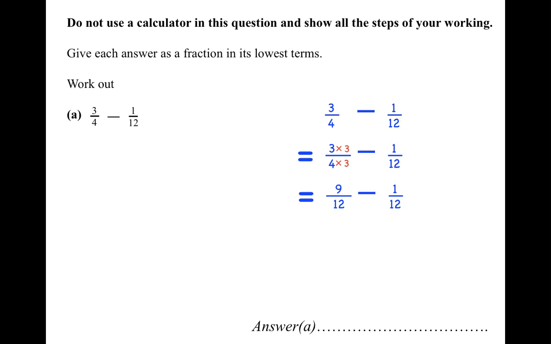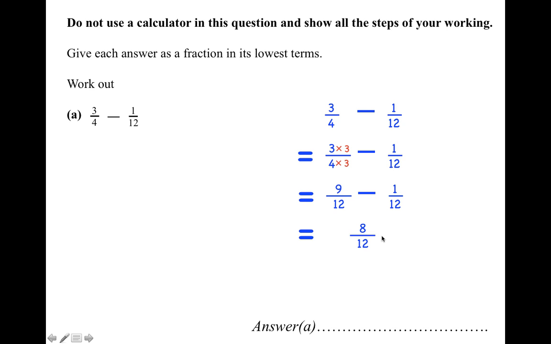And when we subtract fractions from each other, the bottom numbers have to be the same, and then we just do the subtraction with the top numbers. So 9 minus 1 gives you 8, and the 12 on the bottom stays the same. I'm calling these top and bottom numbers. Of course, I should give them proper names: numerator for the top number and denominator for the bottom number. But anyway, 8/12, but we have to give each answer as a fraction in its lowest terms.